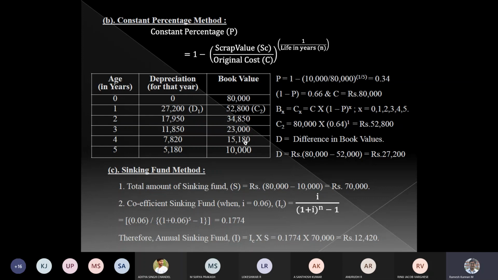So this is actually decreasing in terms of the book value also. So for 10,000, the 5,000 is depreciation, and for 15,000, 7,000 is depreciation. It's almost 60% or 50% something. So that's how we calculate the depreciation here, right? So that was the constant percentage method.